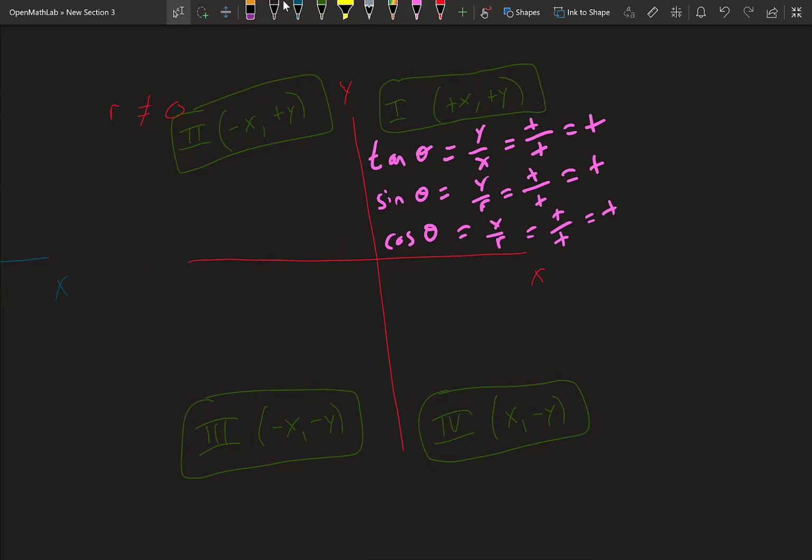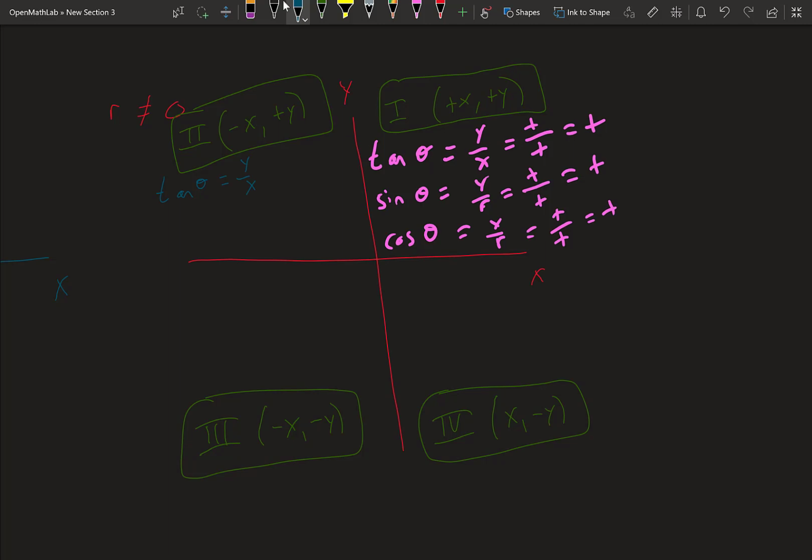So if we think about tangent, sine, and cosine in the second quadrant, the difference is x is going to be negative, and y is going to be positive. So what that tells me is that tangent, let me maybe use a different color, tangent of theta is going to be equal to y over x, right?